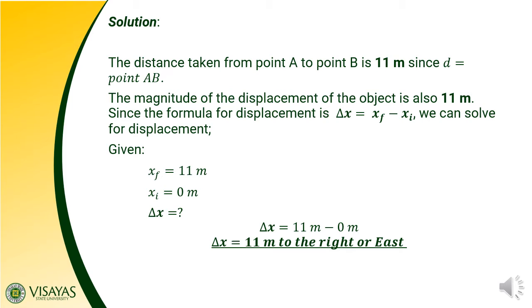So what is change in x or the displacement? The displacement is equal to 11 meters minus 0 meters. So displacement is equal to 11 meters to the right or east, because the direction of the travel is to the right or to the east. So the values for distance and displacement are just the same. But then the formulas or equations are different.